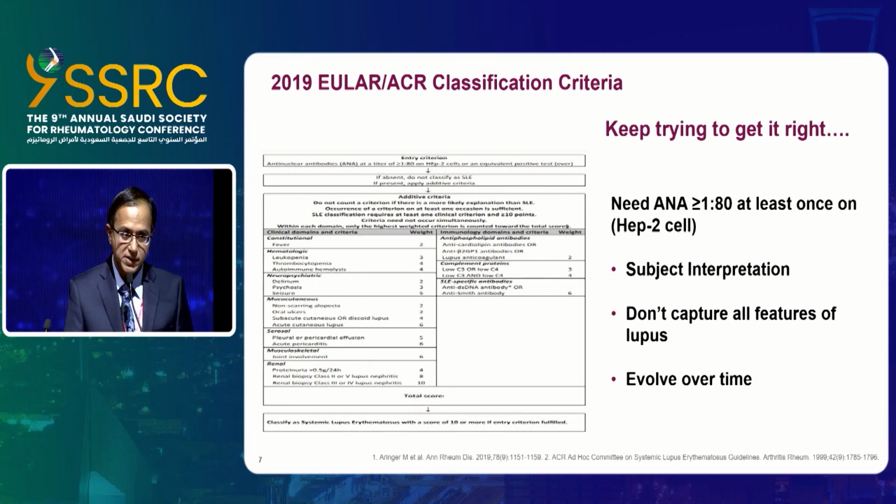This is just a snapshot, but the entry criterion that has been changed is that you have to have a positive ANA of at least 1 to 80, only by indirect immunofluorescence or IIF titer, not by ELISA, not by multiplex technology. So this is the entry criterion for lupus. Otherwise, the patient is out the door.